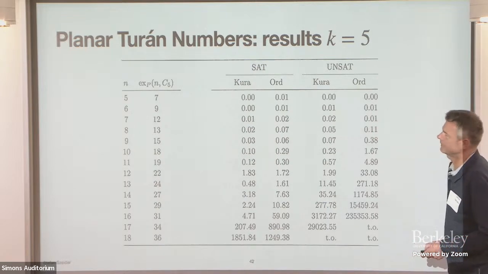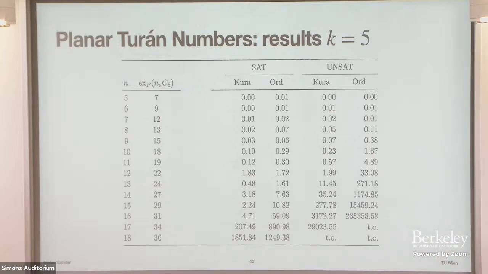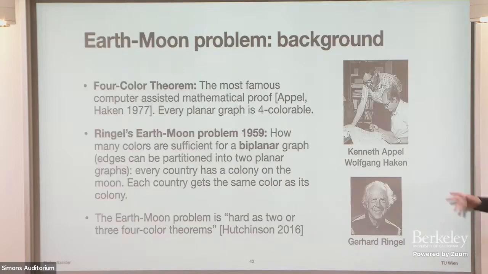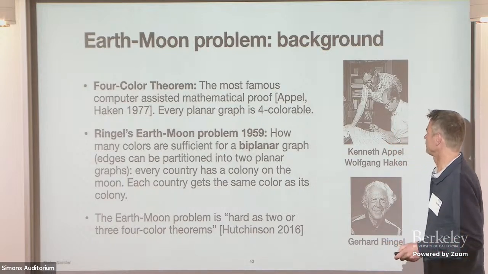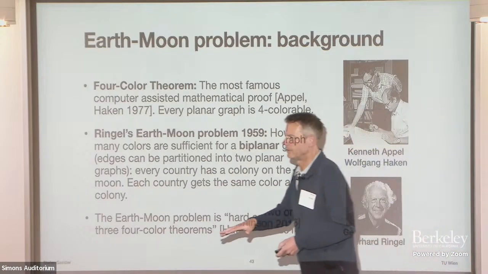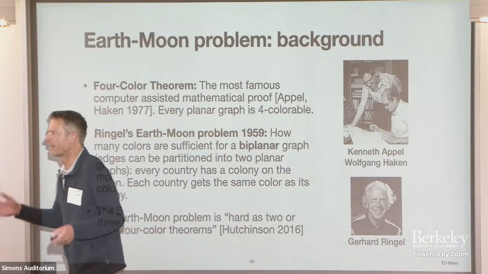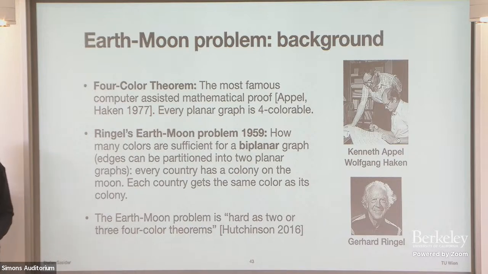Sorry, I didn't give you the detail. What are these planar Turán numbers? In combinatorics, people are interested in studying those. And maybe just because it's such a nice problem, the Earth-Moon problem was formulated by Ringel in 1959. You all know a planar graph famously can be colored with 4 colors. That's the 4-color theorem, and the 4-color theorem was also the first computer-assisted proof of a major mathematical theorem.